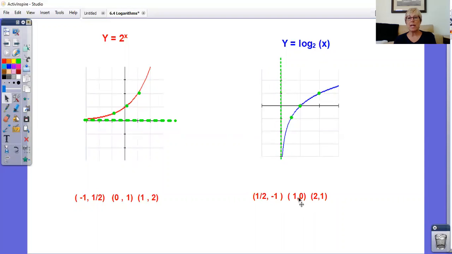And you'll notice that if I look at the points for the exponential function and compare them to the points of the logarithmic function, the x and the y coordinates are reversed. And we've already discussed that when that happens, you have two inverse functions. These are inverses of each other.